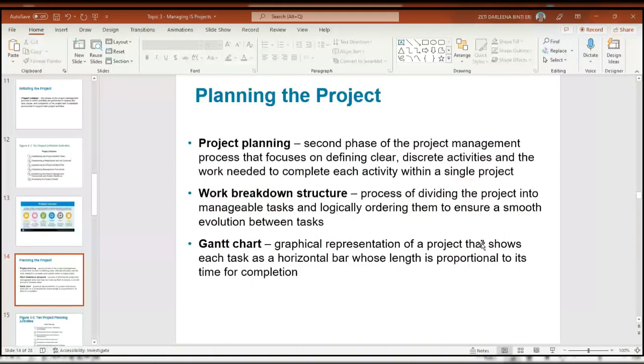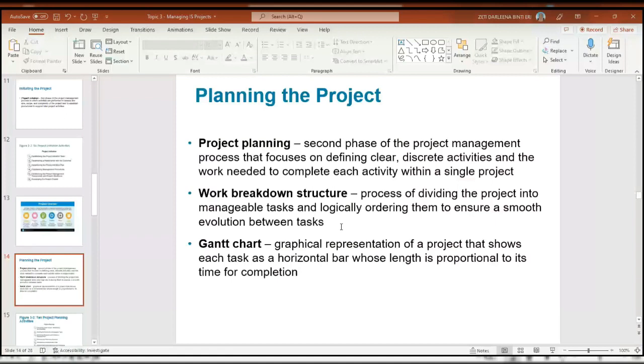So the project planning is basically the second phase of the project management, that focus on defining clear and discrete activities and the work needed to complete each activity within a single project. So that is project planning. So dalam project planning, kita ada work breakdown structure ataupun WBS. Work breakdown structure is a process of dividing the project into manageable tasks and logically ordering them to ensure a smooth evaluation between tasks.